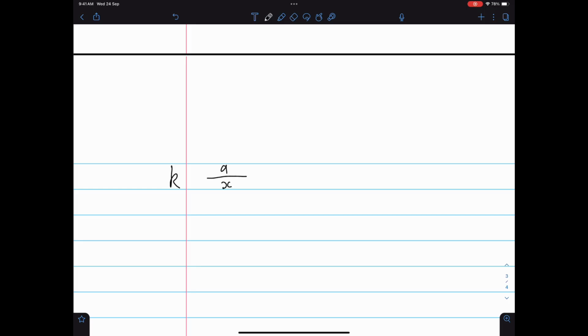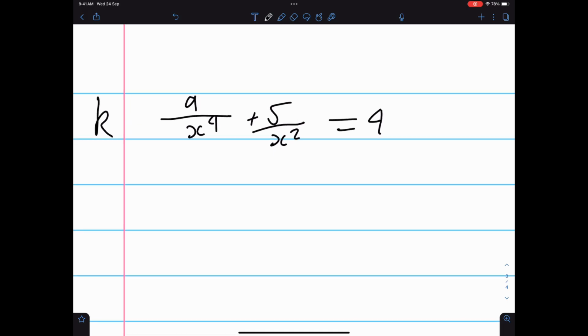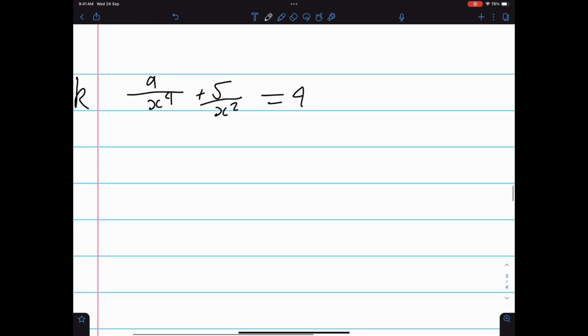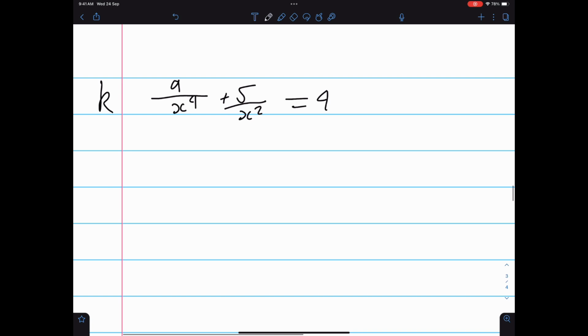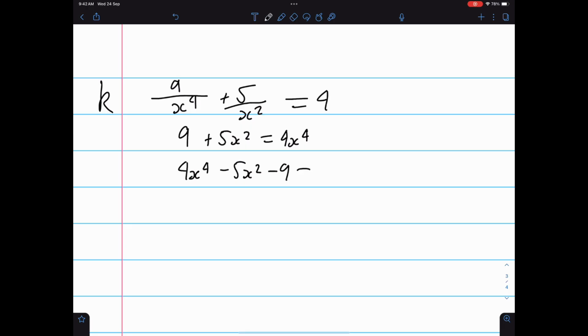9 over x to the power of 4 plus 5 over x squared equals 4. There are a few approaches you could take. I would say doing a u substitution would be best. I can show you maybe a couple ways though. One way would just be to multiply everything by x to the power of 4. You get 9 plus 5x squared equals 4x to the power of 4. 4x to the power of 4 minus 5x squared minus 9 equals 0.